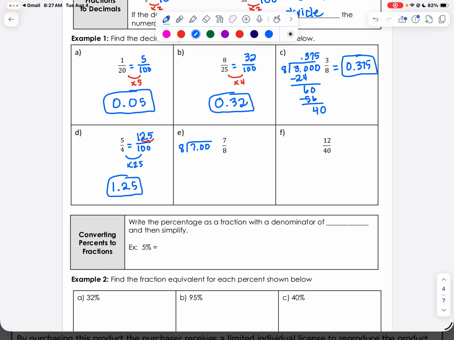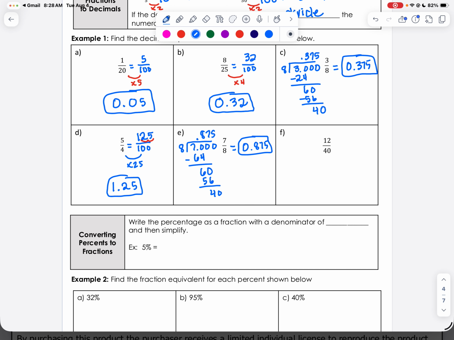Okay, so I said 8 goes into 70. Let's see, 8 times 8 is 64. Subtract and bring down. Let's see, 70 minus 64 is 6. Bring down a 0. 8 goes into 60 7 times. 7 times 8 is 56. Bring down a 0, 8 goes into 40 5 times. So 7/8 is equivalent to 0.875.